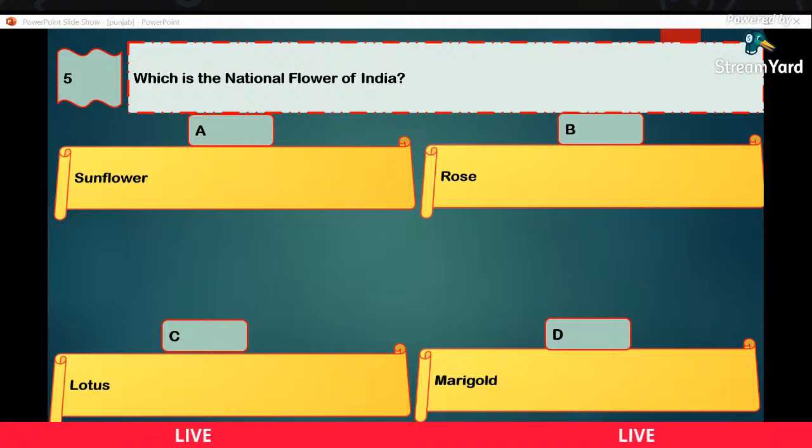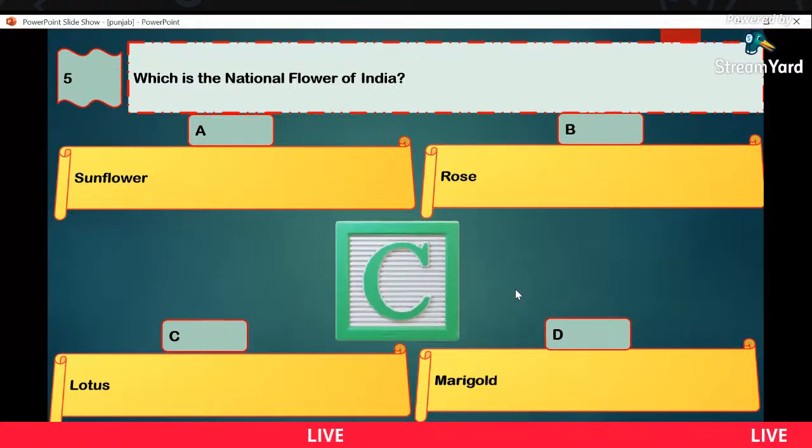Actually, Deepa, JAG entry interviews are conducted by the Indian Military Academy. So, I was asking. C is the correct answer. Very good.